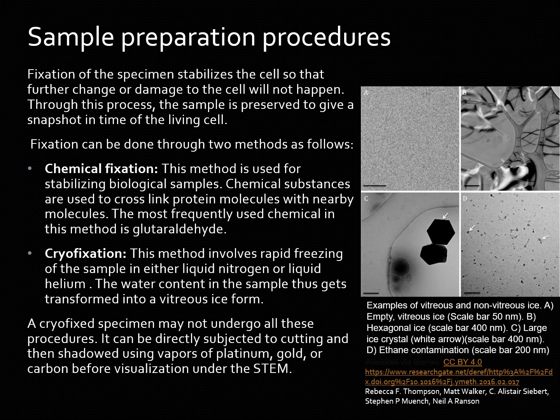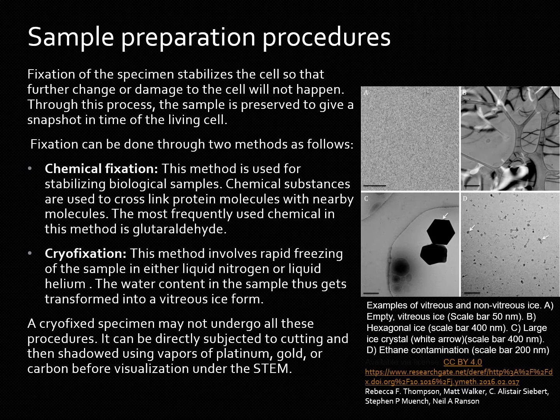Fixation can be done through two methods as follows. Chemical fixation. This method is used for stabilizing biological samples. Chemical substances are used to cross-link protein molecules with nearby molecules. The most frequently used chemical in this method is glutaraldehyde. But like we discussed in SEM, there are also other types of fixatives available.